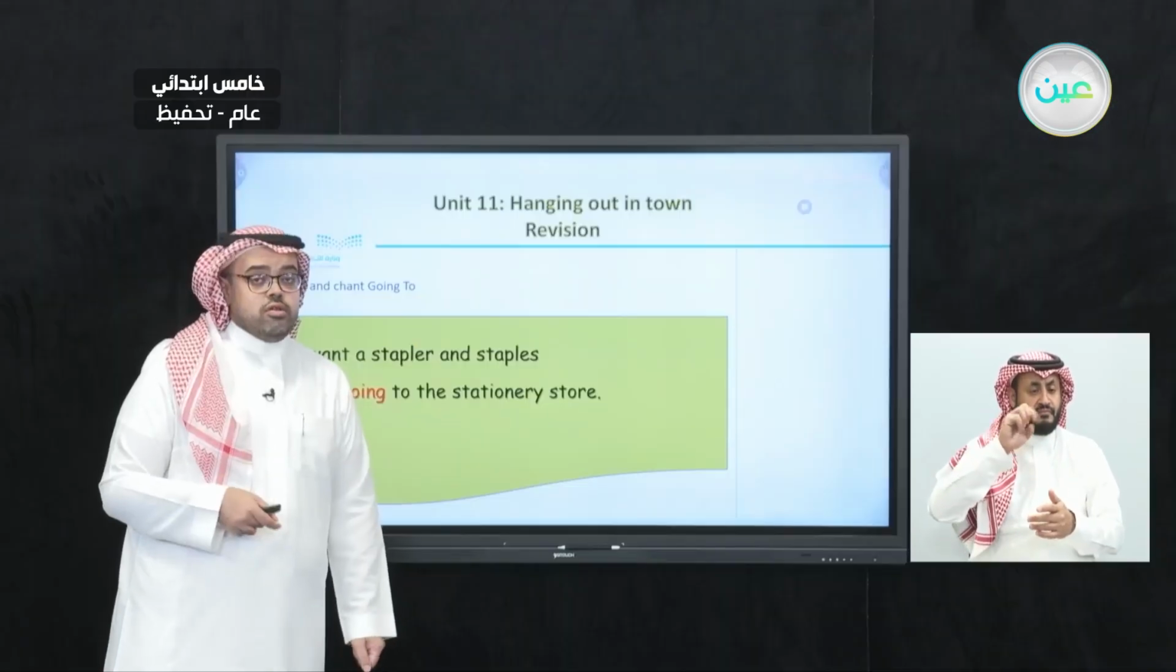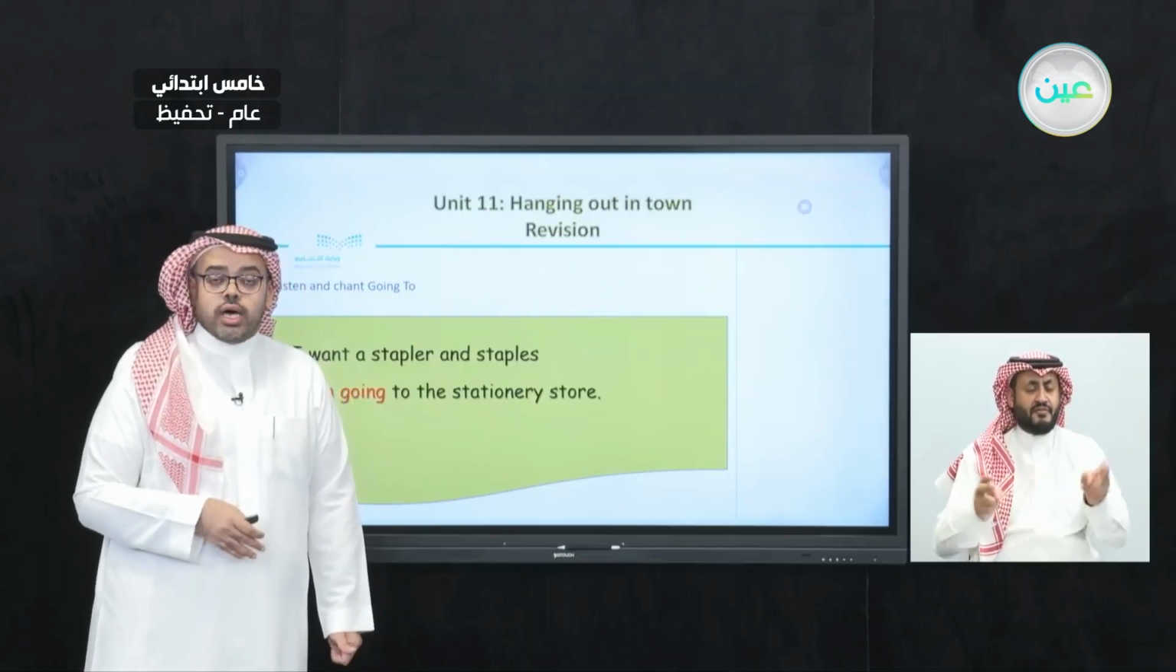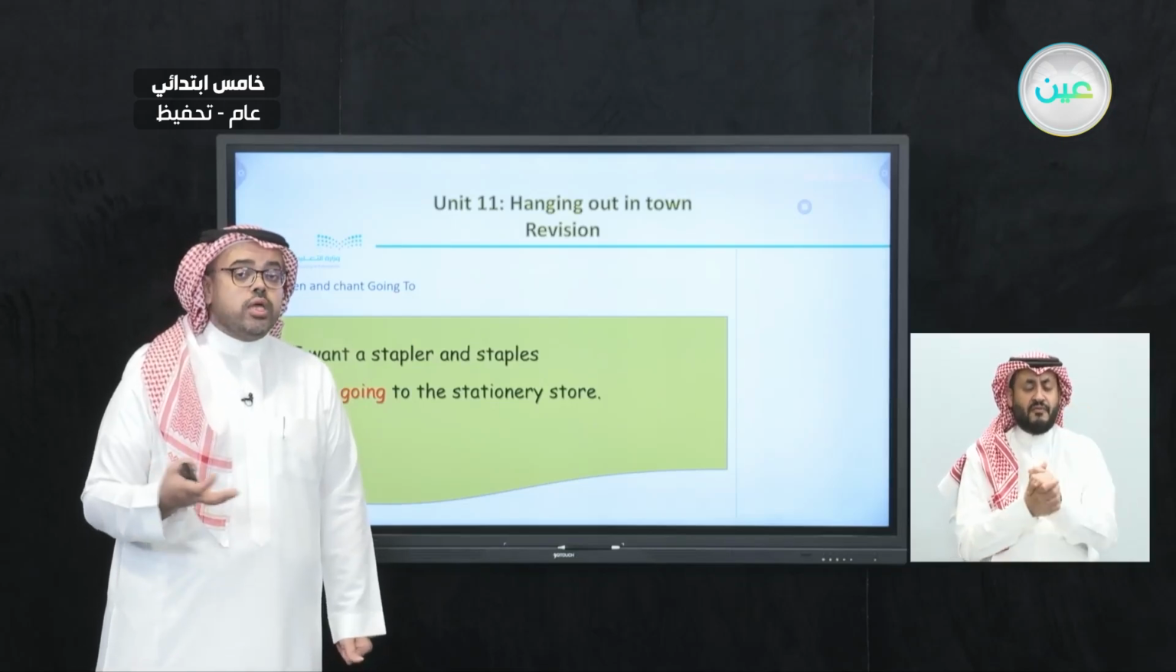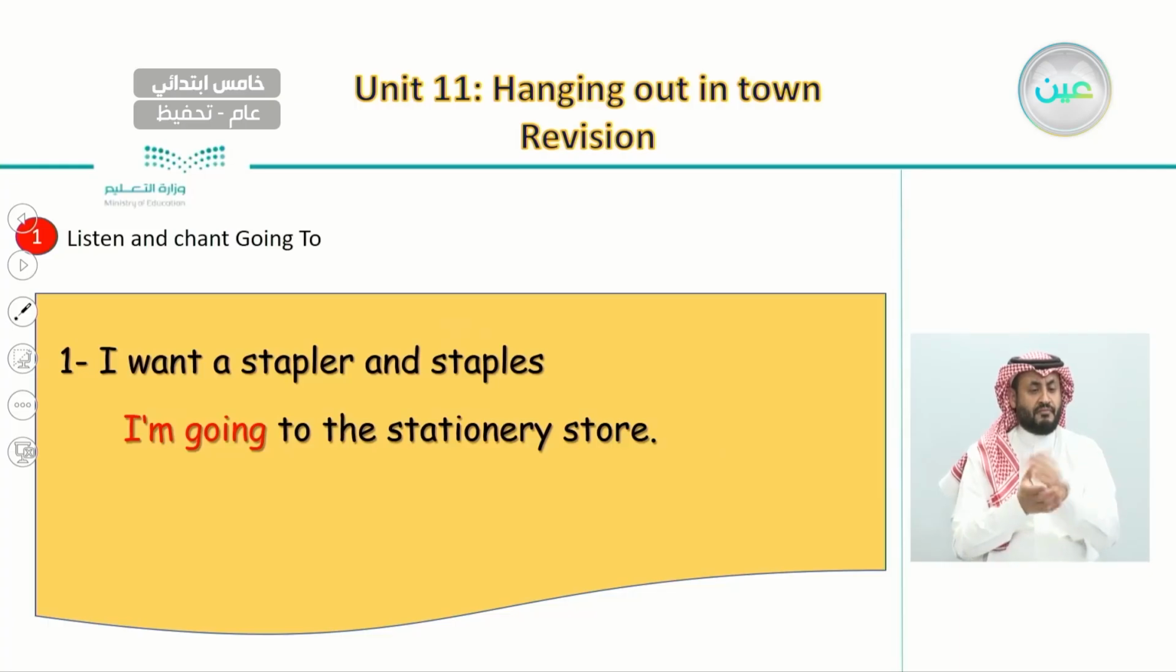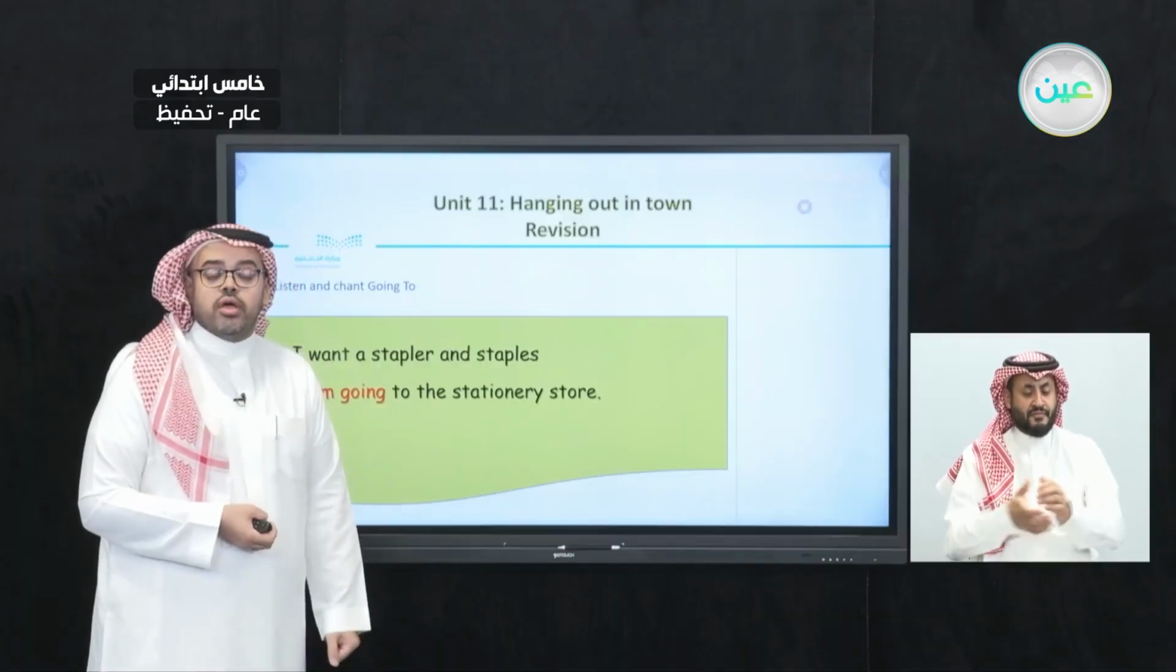Now let's listen to this chant one more time just to remind ourselves how we did use going to. We use going to talk about the places that we are going to, the places where we are going to buy different things. For example, here in the first one, if I want a stapler and staples, where should I go? I would say, I am going to the stationery store to get this stapler and staples.